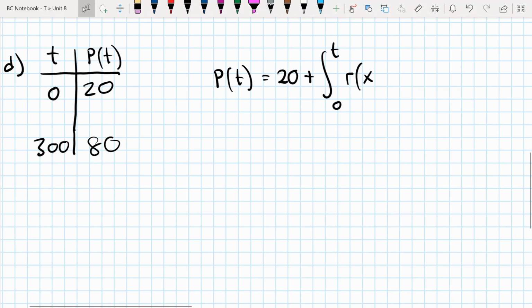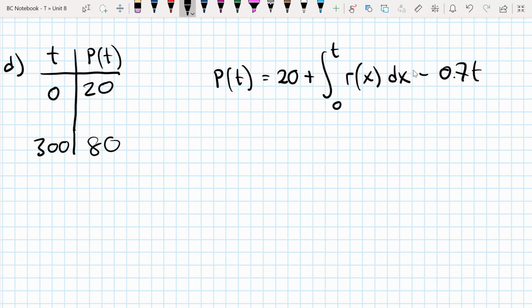R of x, we actually have to switch the variables here, because we can't use t, because t is already being used up here. So think of this as a dummy variable, okay? But it's still the same function. That's a little tricky. Minus 0.7 times t. So this function right here gives you the amount of people as a function of time t that are in line for the escalator.